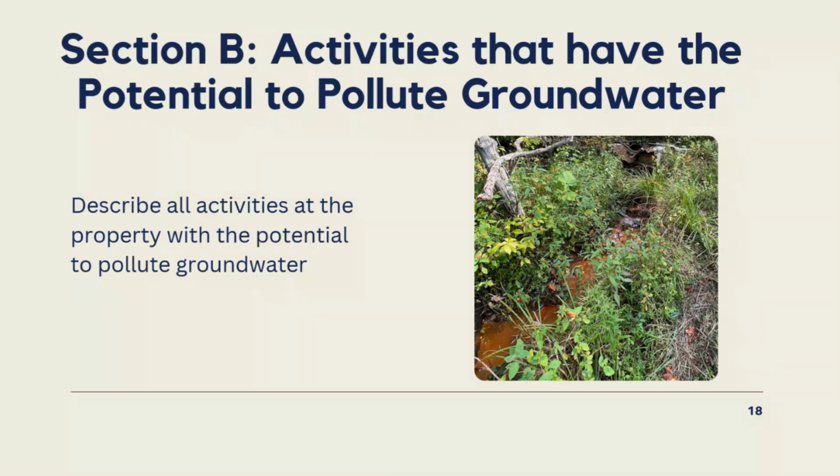This is the second most important section of the GPP, which is any activities that could pollute groundwater. Are you storing diesel gas on your site? This is where you say, I have a water well, I have a septic tank, I have a grease trap. Anything that can pollute groundwater is added into this section.